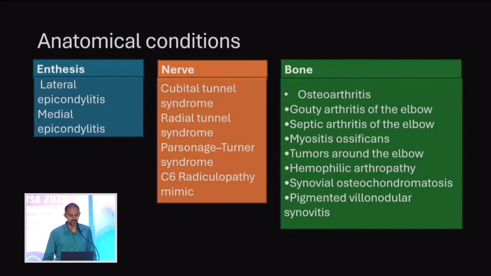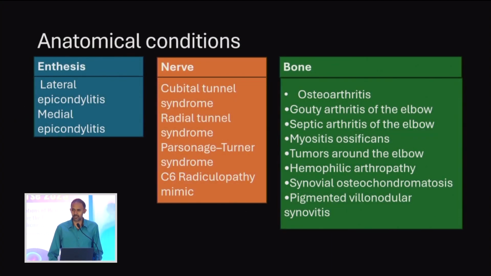Having said that, these are the common diagnoses that come under these different domains. So enthesis, we have lateral and medial epicondylitis. With nerve, we have cubital tunnel, radial tunnel, Parsonage-Turner syndrome, and C6 radiculopathy mimicking elbow pain. With bone, you have all these strange conditions. And when you look at this, it can be so overwhelming. What am I actually looking at when I'm seeing them in practice? So we're going to sort that out.